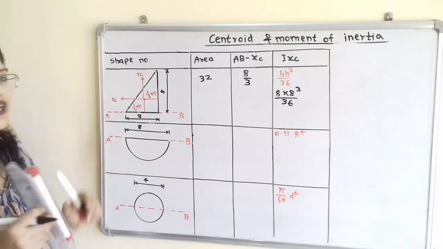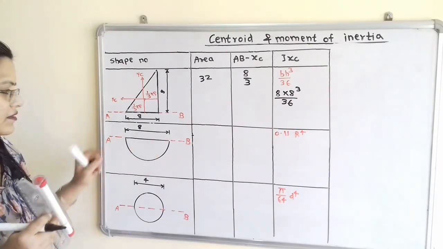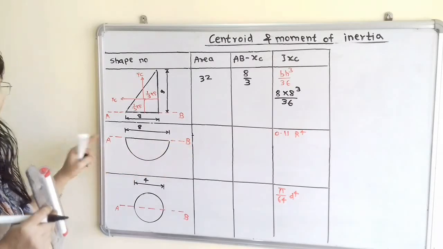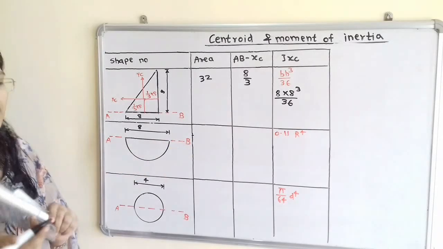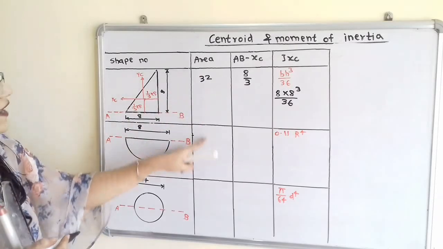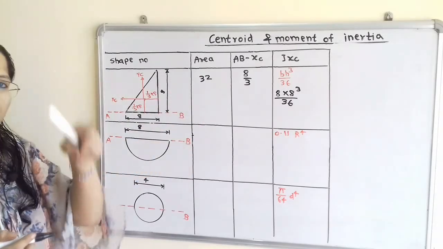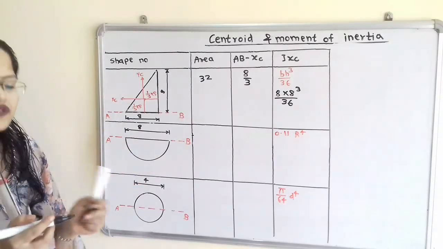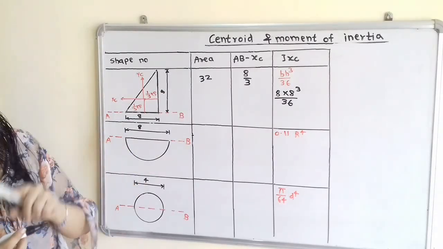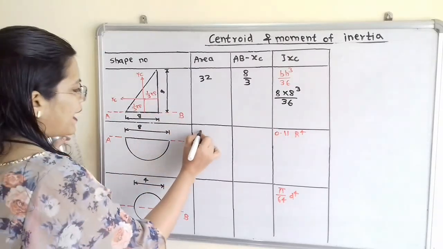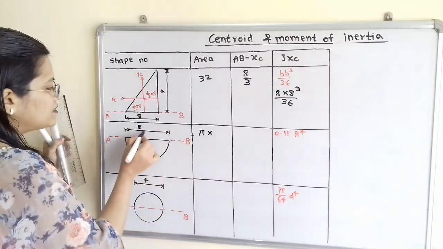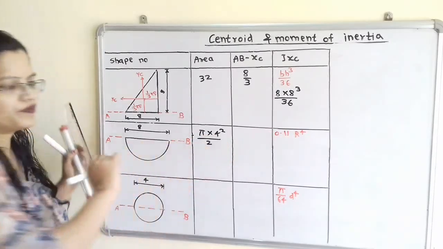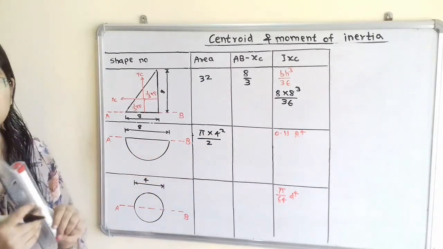Now we will move to the next shape, semicircle, which is having base 8. Now we have to show this axis AB. Now how to find out area? So area of circle is pi r square. So this is semicircle, so we will write here pi r square by 2. So I will write here pi multiplied by r, that is 4 centimeter, 4 square divided by 2. This is the area of semicircle.